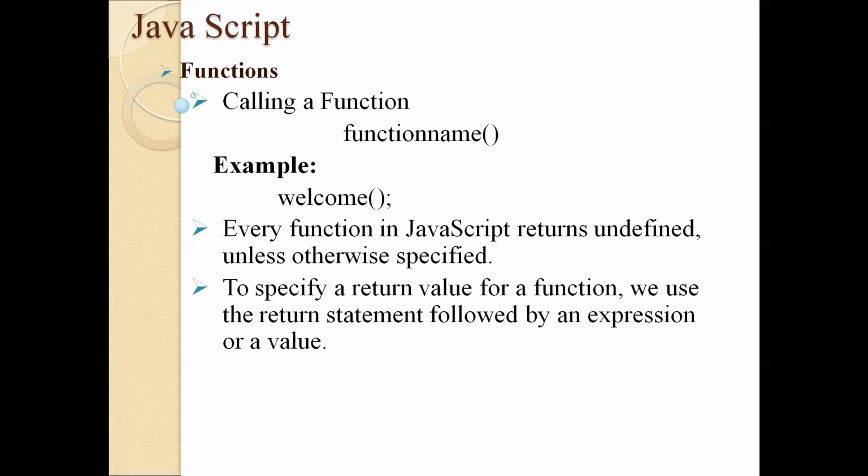So here, next one. To specify a return value for a function: by default, there is no return for a function in JavaScript. But if you want a function to return something, you can do so by using a keyword called the return statement. A return statement can be followed by an expression or a value. After executing the entire function, that function will return the thing which is given along with the return statement.